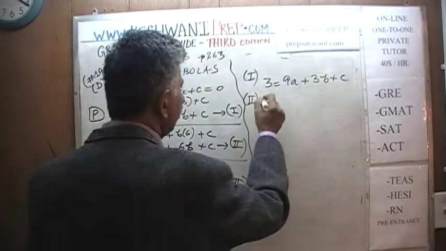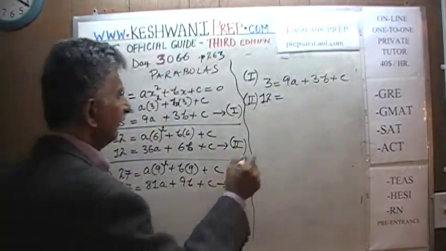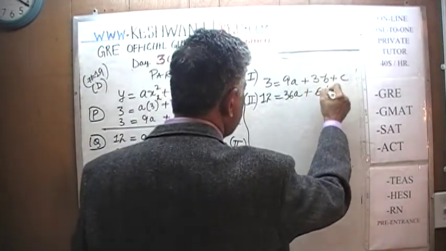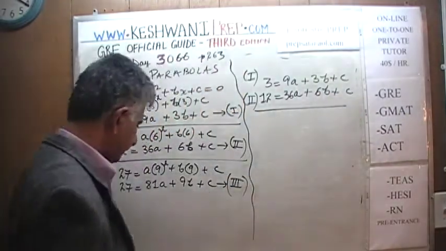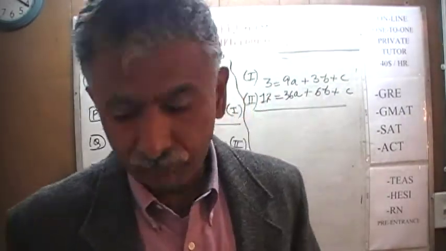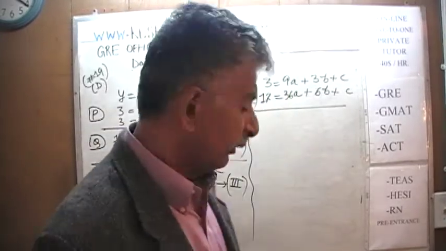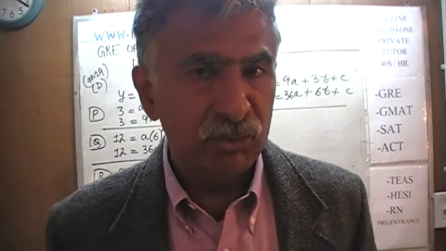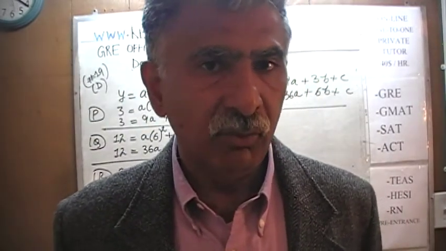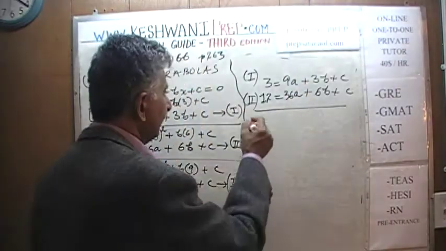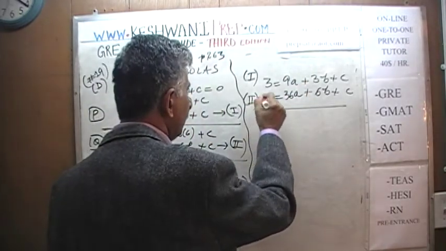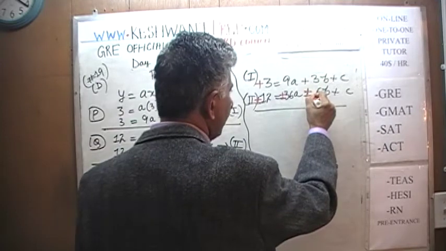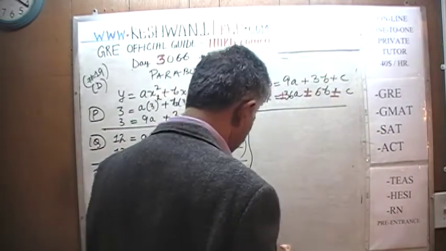Put down equation number 2 now. Equation number 2 tells us that 12 has to equal 36a plus 6b plus c. Now we're going to subtract the second equation from the first equation. And whenever we subtract one equation from the other, for the equation that is being subtracted, make sure that you immediately change the sign of all the coefficients. So this positive 12 is going to become negative 12. This is still positive 3. This positive 36 is going to become negative 36. This positive 6 is going to become negative 6. This positive c is going to become negative c.